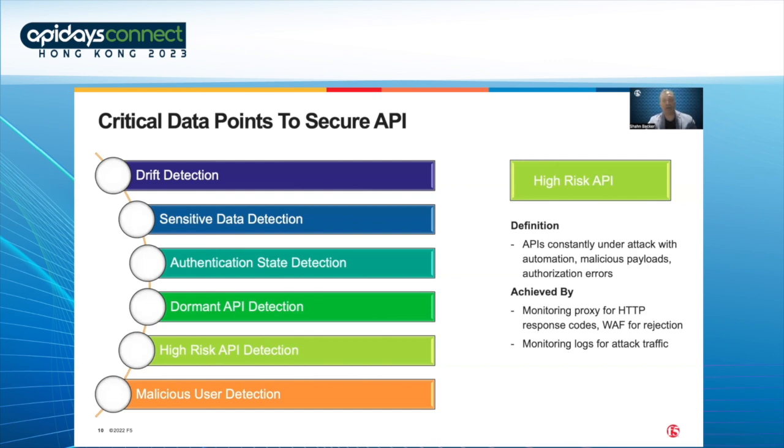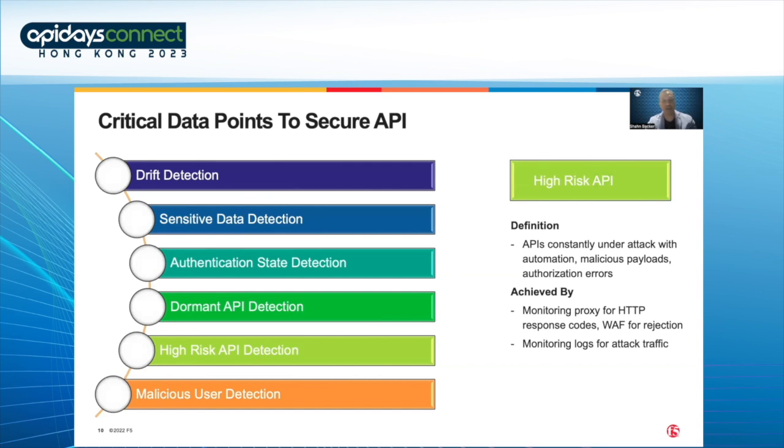Detecting high-risk APIs can again be achieved by a proxy or your API gateways, looking for various rejection codes and response codes, and tabulating them. In a very similar fashion, logs can also be used to find this attack traffic.